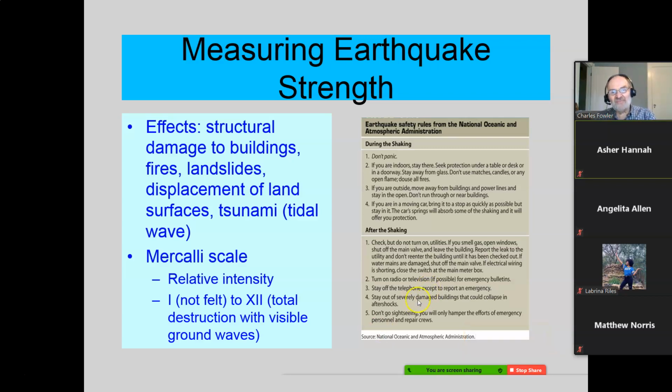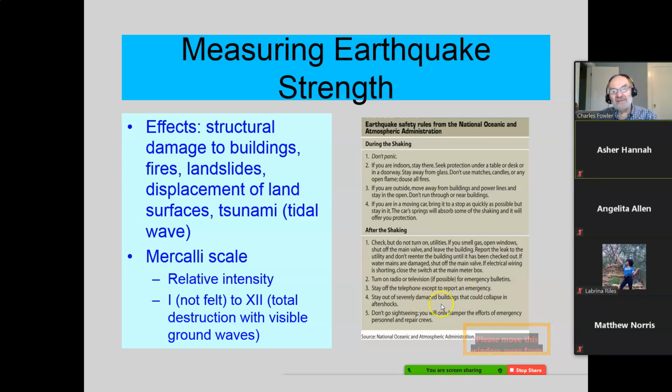Stay off the telephone except to report emergencies like gas leaks and things like that. The telephone lines, the whole infrastructure system is going to be stretched to the max. So stay off the phone except to report emergencies. Hang on, you can find out later, because you can't do anything about it then if everyone's okay.